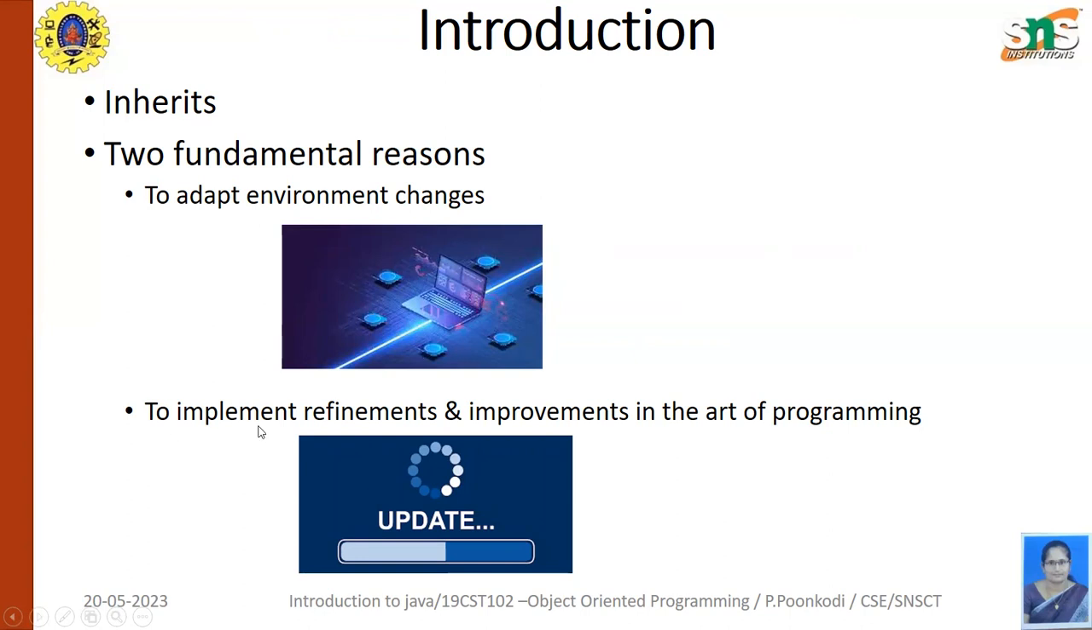The next reason for using the Java programming language is to implement the refinements and improvements in the art of programming languages, like update operations. Nowadays, we are using our mobile phones. If there is any software update, we get the notifications. Likewise, programming languages can also be updated.